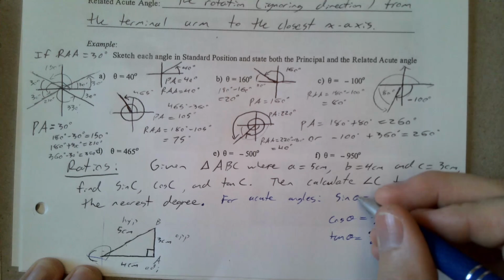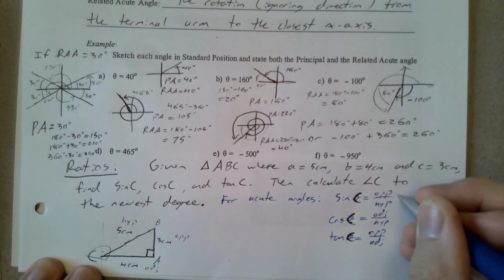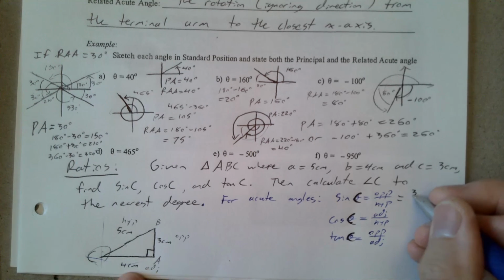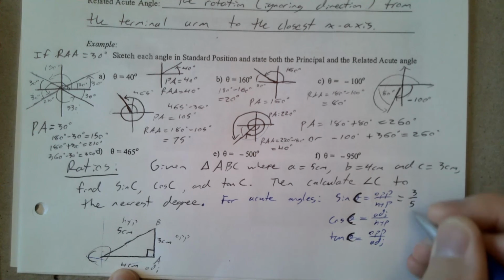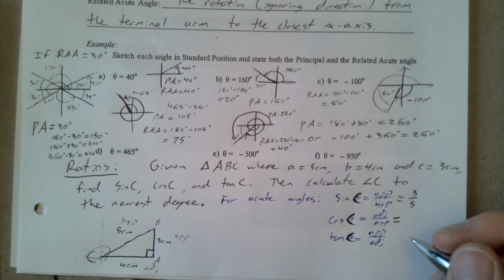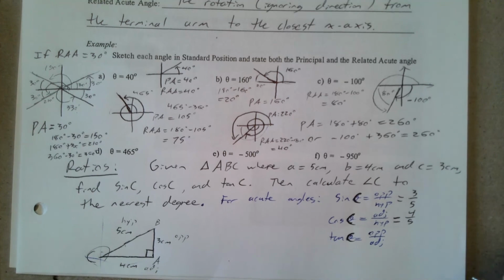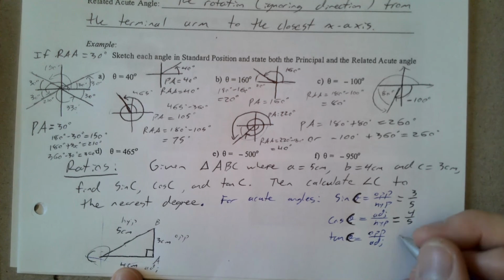That means that the sine of, let's switch this to C, and then we can save a little bit of space. It's going to be the ratio of 3 centimeters to 5 centimeters. That's just going to be 3/5. Cosine ratio is going to be the ratio of 4 centimeters to 5 centimeters. That's 4/5. Tangent ratio, the ratio of 3 centimeters to 4 centimeters. That's 3/4.